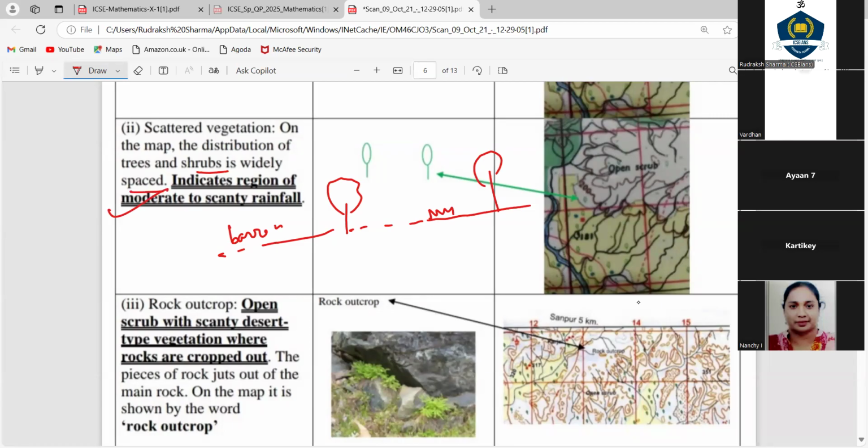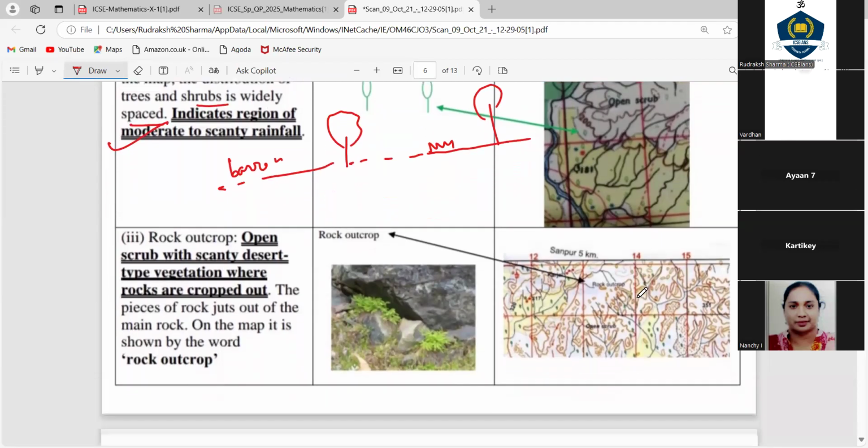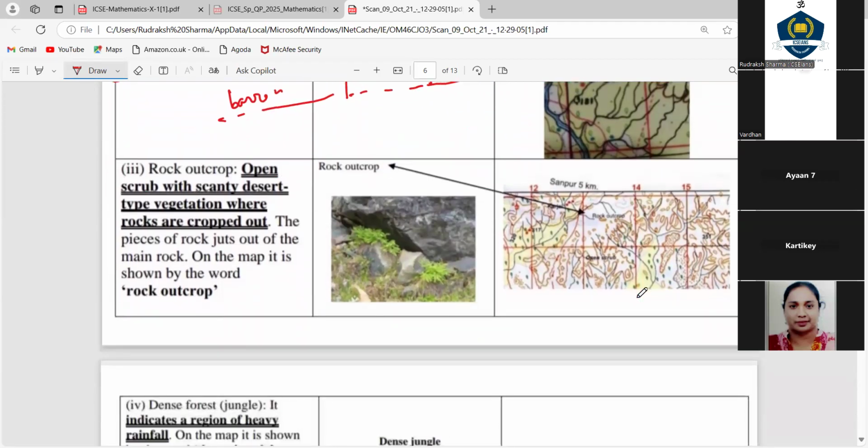Okay, so this PDF has been sent on the group last Sunday. You can go and refer to it. Now, what is a rock outcrop?